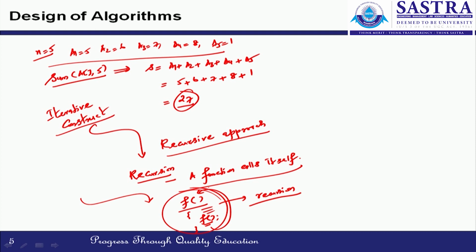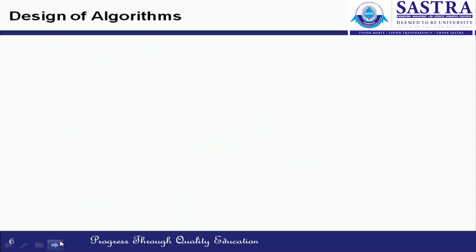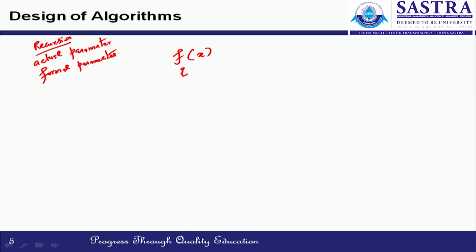So in case of recursion, what are the important things? Actual parameters. Second one, formal parameters. Suppose f is a function with formal parameter x. Here this x is a formal parameter.